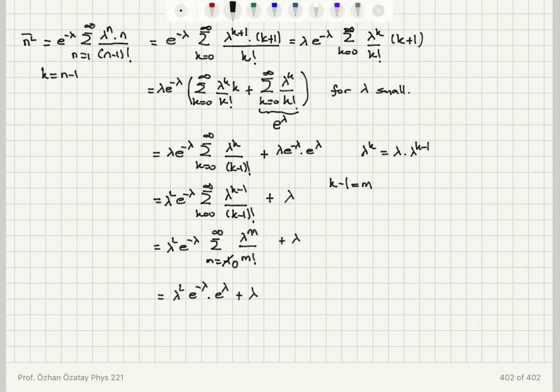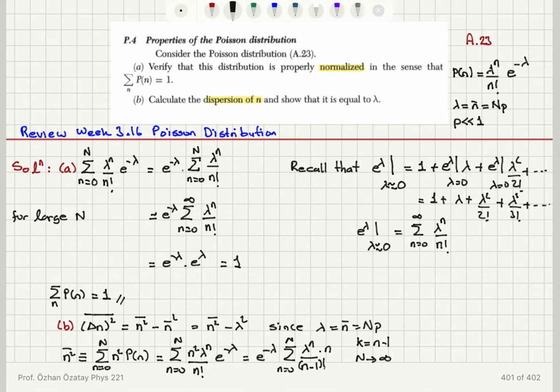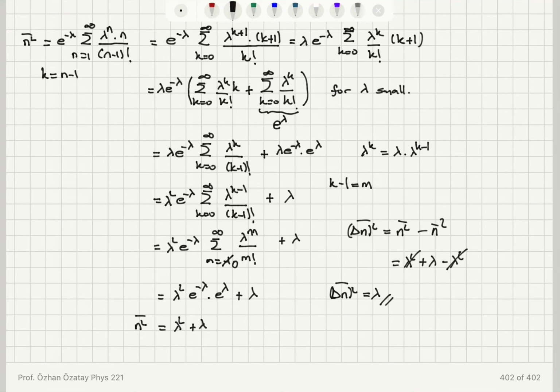Plus lambda. So that gives us lambda square plus lambda for n square bar. So for the variance delta n square bar, I have n square bar minus n bar square. It's lambda square plus lambda minus lambda square. These will cancel. So I find that the variance of n is indeed equal to lambda, as suggested by part B.